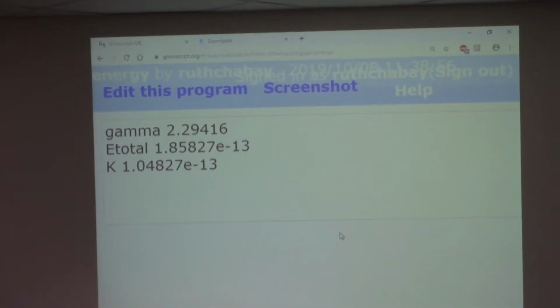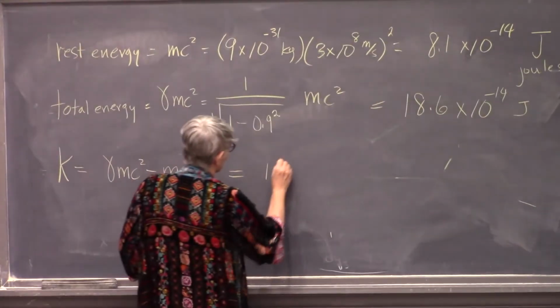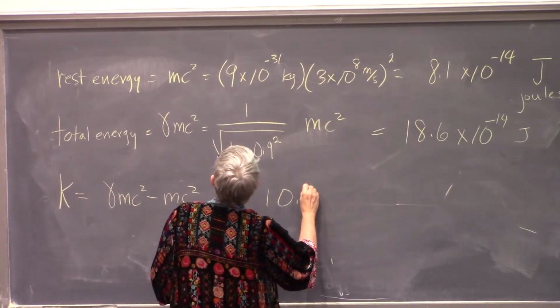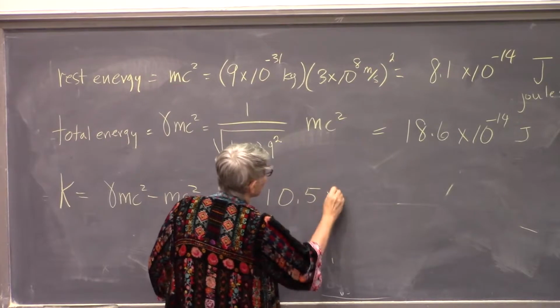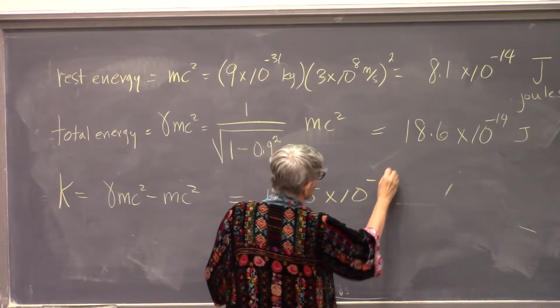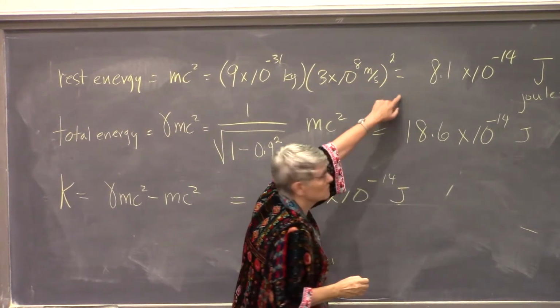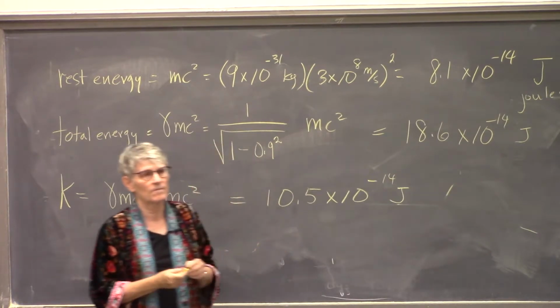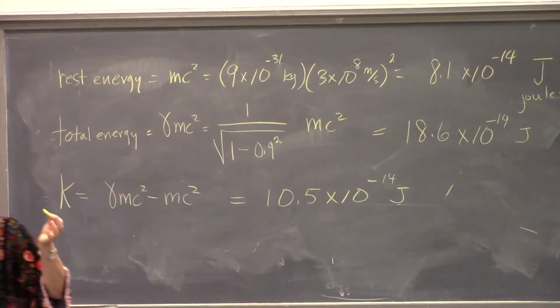So that's 10.5 times 10 to the minus 14 joules. It's a difference between that and that. Okay, so we can calculate energy.